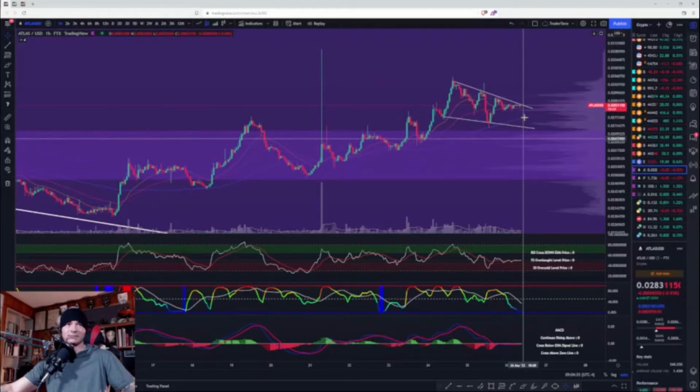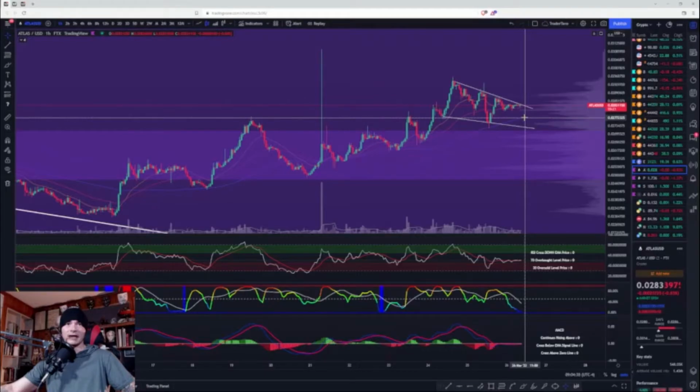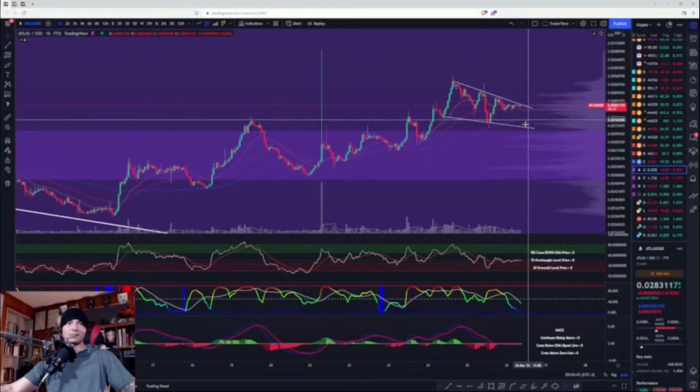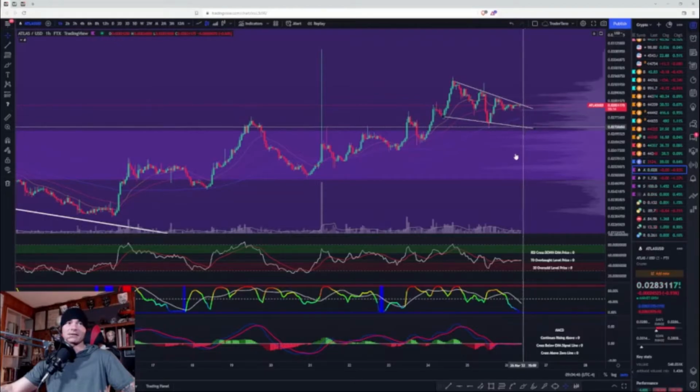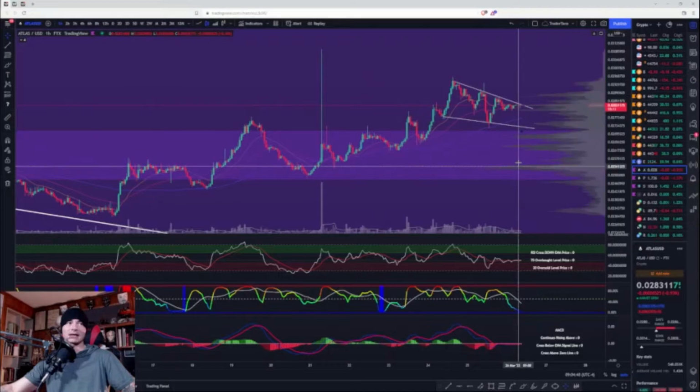To the downside, first stop would be the 100 at 0.0277. And if we break out of this, I could see us coming all the way back down to 0.0255.